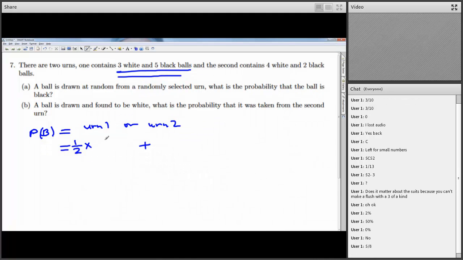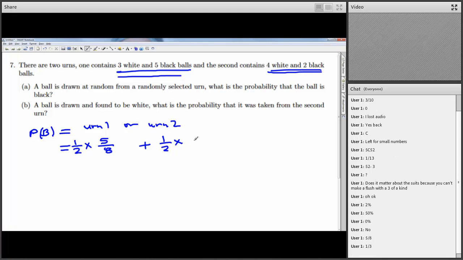Okay, so that's right. You've got 5 out of 8. That's the probability of getting a black ball from the first urn. Or you can have a black ball from urn 2. Again, only half the time will urn 2 be available. But if you do have urn 2, the probability of getting a black is, see if you can tell me the last bit. You've got 2 black, 4 white. So the probability of picking the black from that urn is 2 from 6, or 1 out of 3. Absolutely correct.